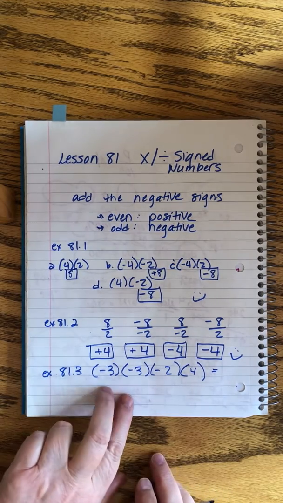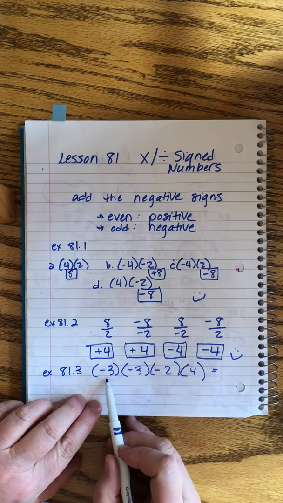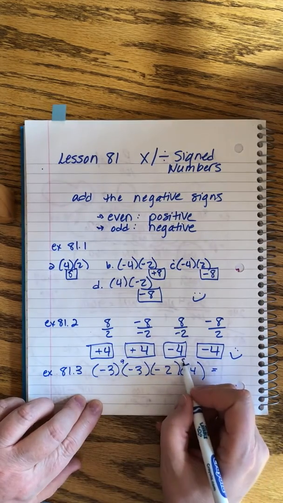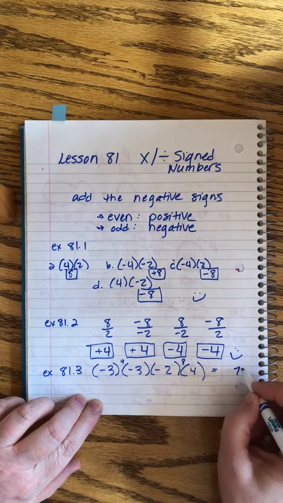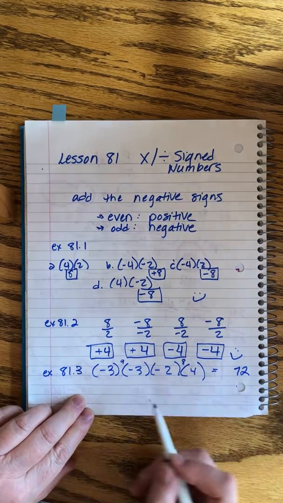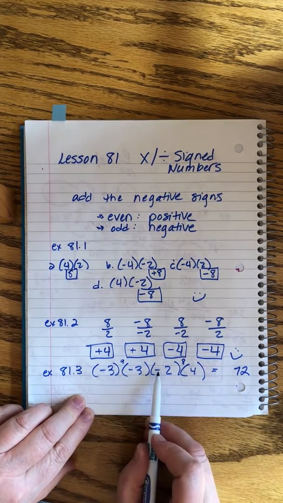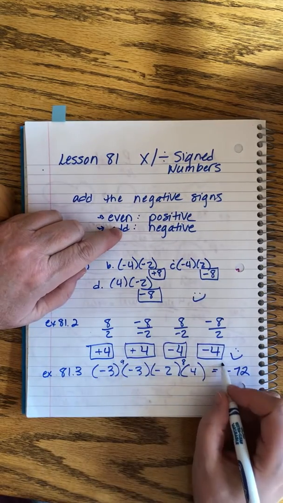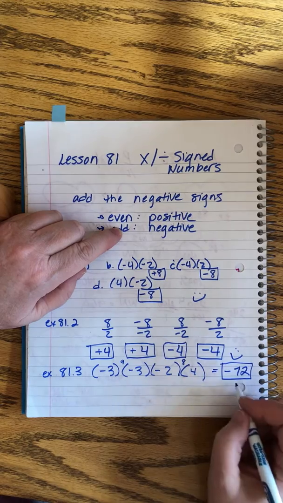So what I'm going to do here is I'm going to multiply the first 2 numbers and get 9. I'm going to multiply the next 2 numbers and get 8. I know that's going to be 72. I add up the minus signs, 1, 2, 3. That's an odd number, so my answer will be negative. Yay.